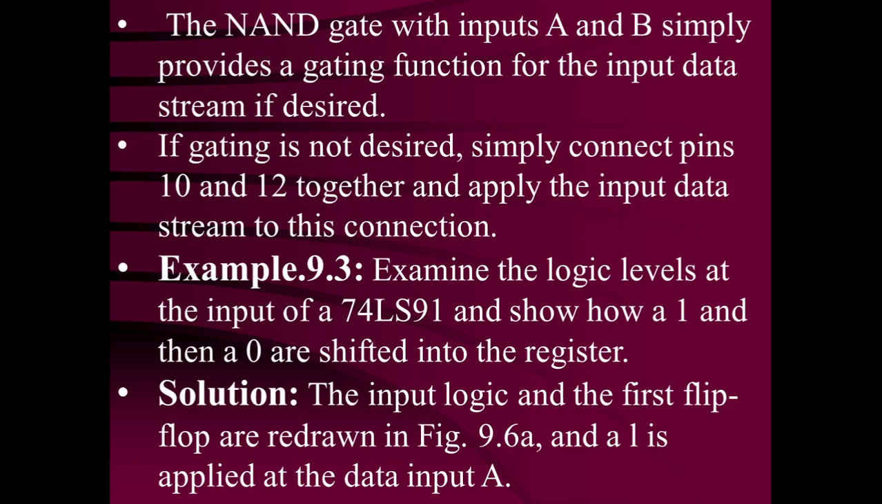But if the other input B is 0, then what happens? A is equal to 1 but B is equal to 0. The output of this gate is going to be 1. So R is going to be 1 and S remains 0. That means the data is blocked from reaching the S input, and that way this provides the gating function. If gating is not desired, simply connect pins 10 and 12 together and apply the input data stream to this connection.